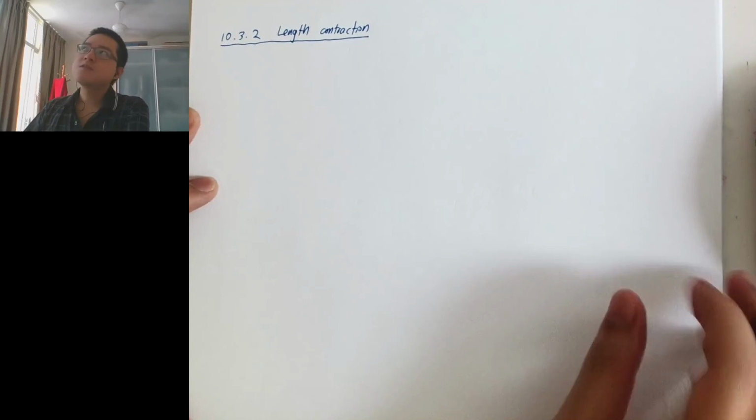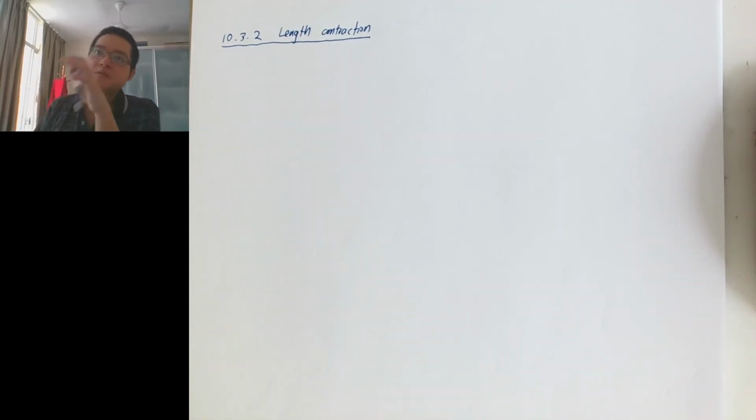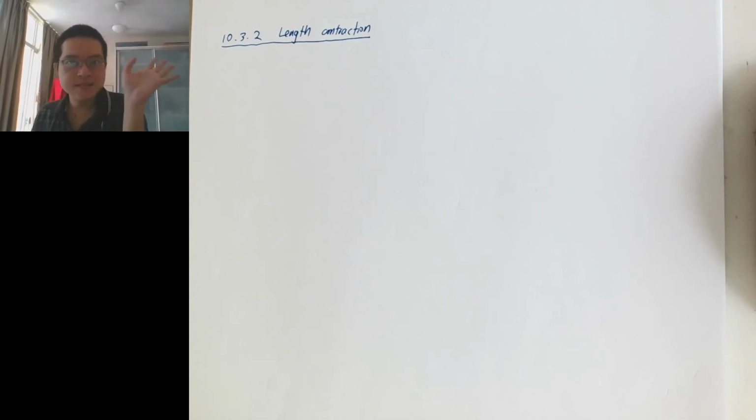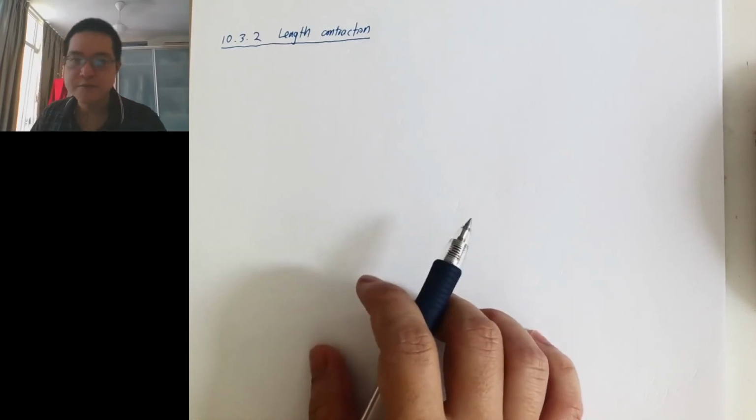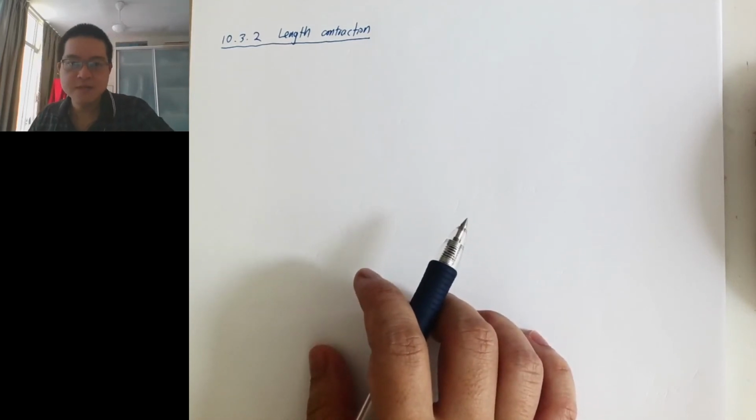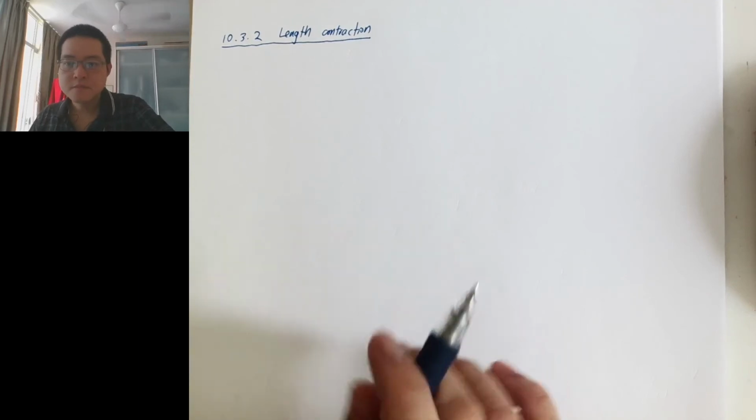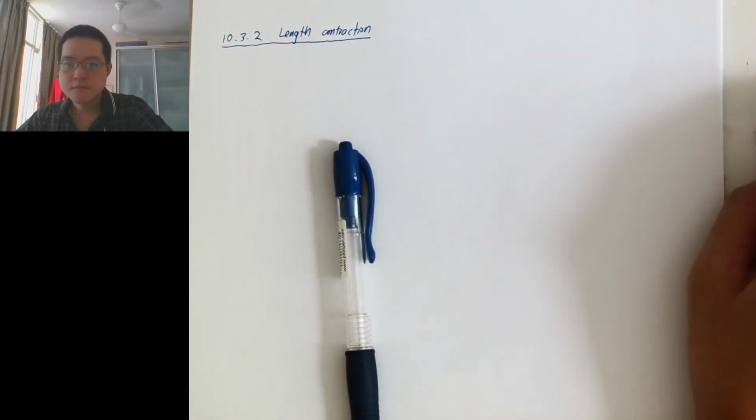Okay, so we have seen how time works differently across different frames. Now we calculate distances, and distances also work differently across different frames. So we will see how it works like this.